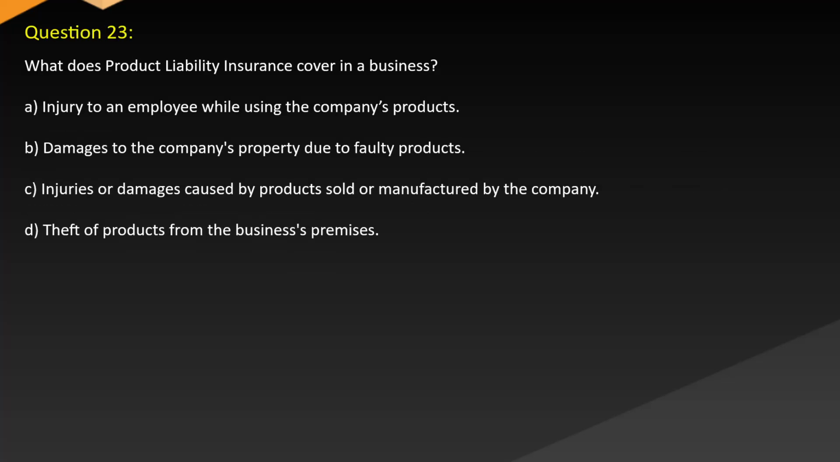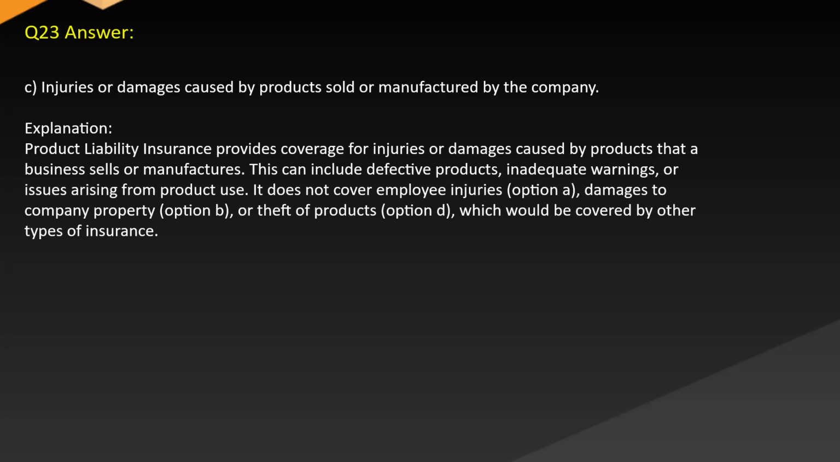Question 23. What does product liability insurance cover in a business? A. Injury to an employee while using the company's products. B. Damages to the company's property due to faulty products. C. Injuries or damages caused by products sold or manufactured by the company. D. Theft of products from the business's premises. Answer C. Injuries or damages caused by products sold or manufactured by the company.